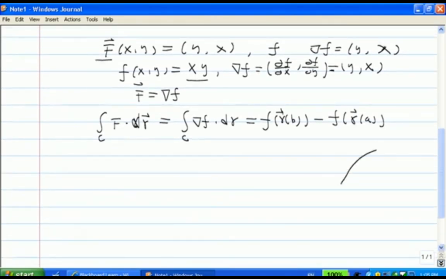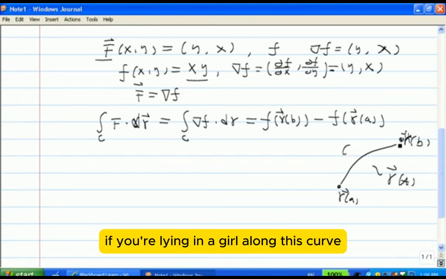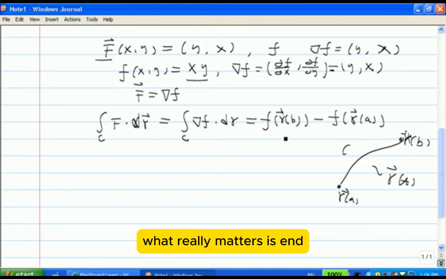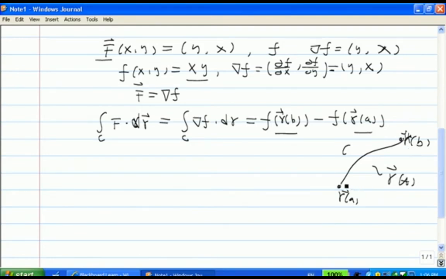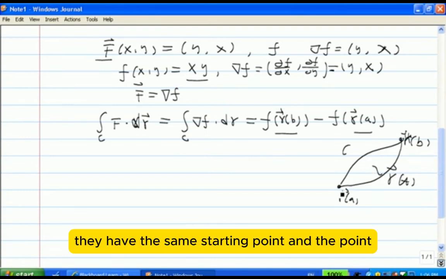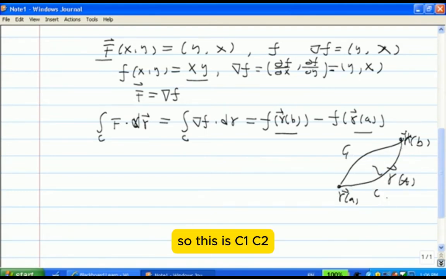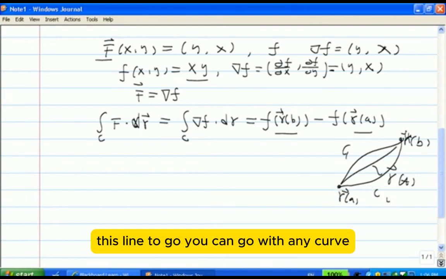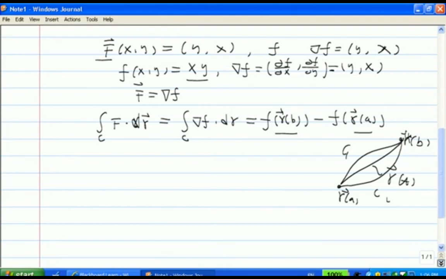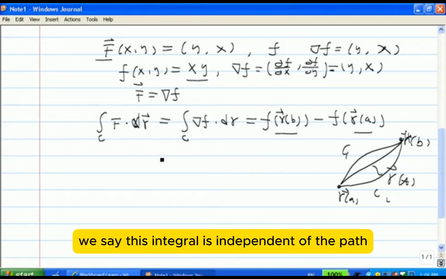In other words, this point is r(a), and this point is r(b). This curve is r(t), so this is C. If you take the line integral along this curve, what really matters is the endpoint and starting point. Which path you go does not matter as long as they have the same starting point and endpoint. Say this is C1, C2. For this line integral, you can go with any curve and you will get the same answer.